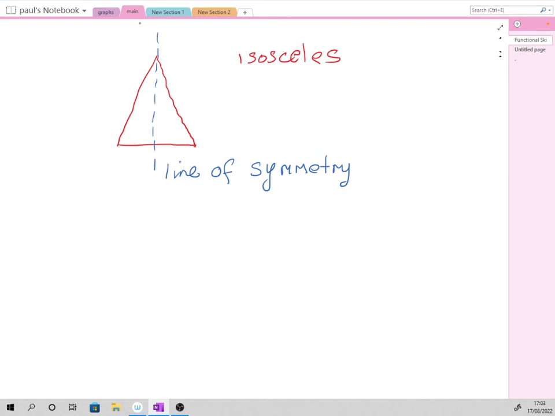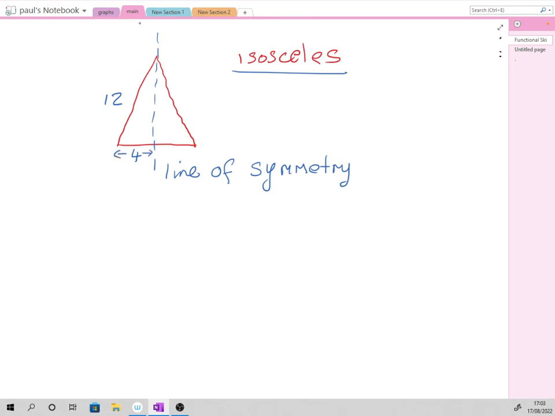So this is called a line of symmetry. And this is telling you, because it has a line of symmetry, the left and the right are the same as each other. So it's an isosceles triangle. So if you have, that's 4 and that's 12. Now there's 4.